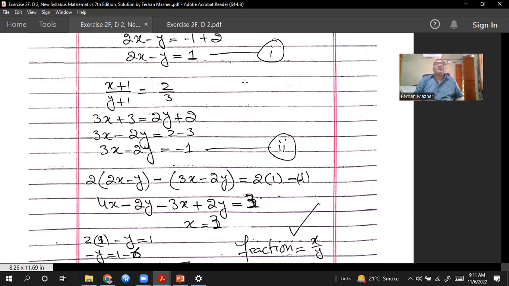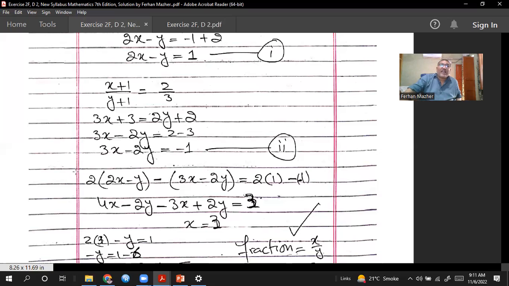2 bracket 2x minus y bracket close minus bracket 3x minus 2y bracket close equals 2 into 1 minus minus 1. So it will be 4x minus 2y minus 3x plus 2y equals 3. So the 2y and 2y, minus 2y plus 2y, will cancel. So you will have 4x minus 3x, that will be x equals 3. So the value of x is what we have just found.